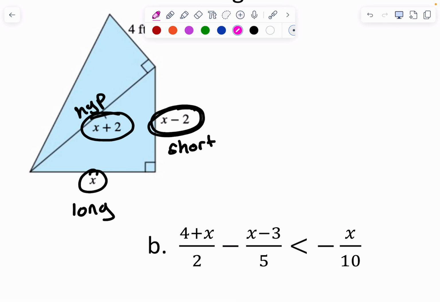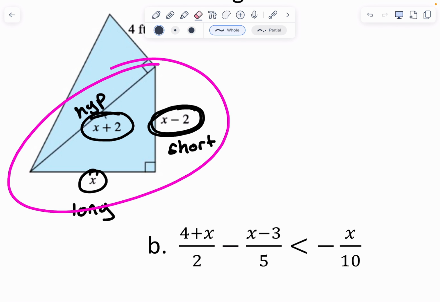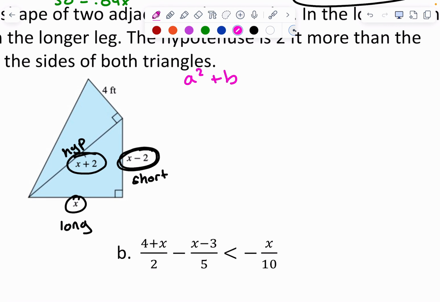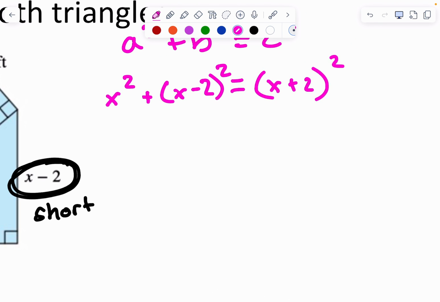So we know those 3 sides, but we've got to put them into the Pythagorean theorem. If I do a squared plus b squared equals c squared, which side has to be side c? The hypotenuse, which is x plus 2. And then it doesn't matter which one the other one is. We could do x squared plus (x minus 2) squared. We'll do it like that.